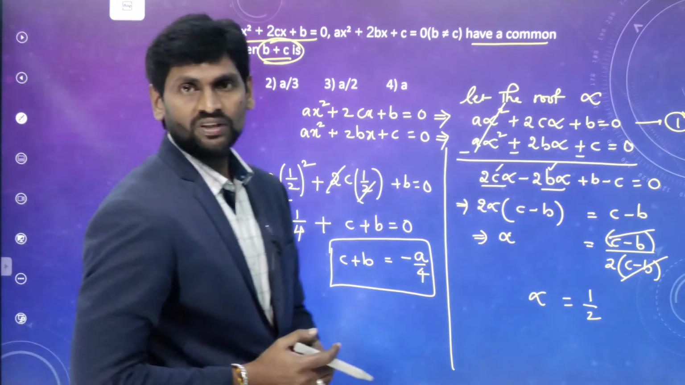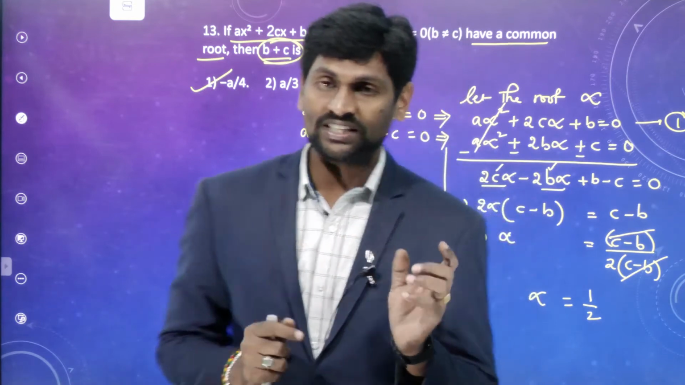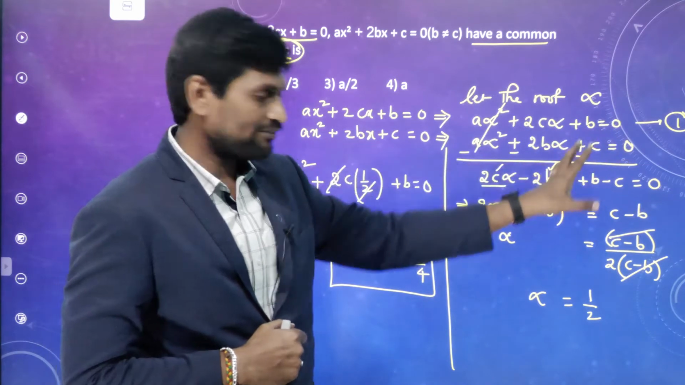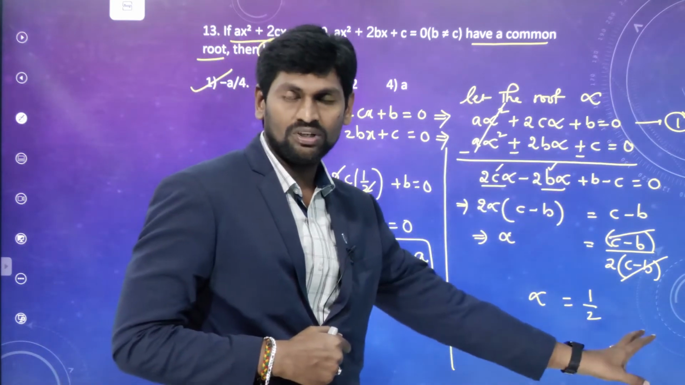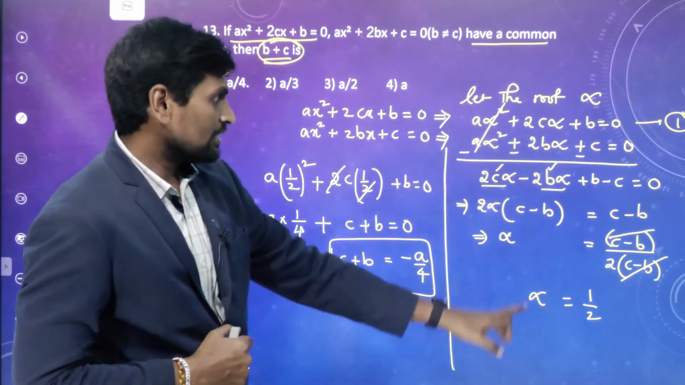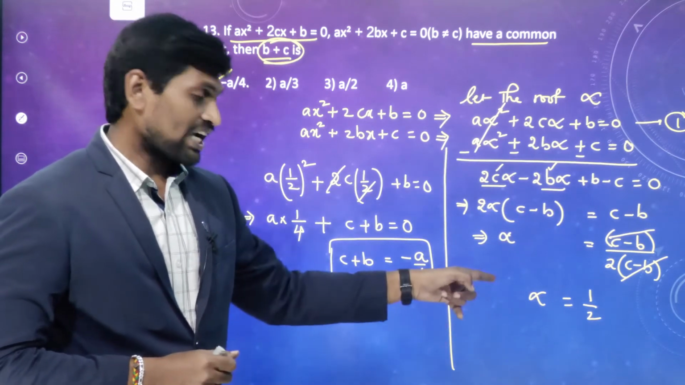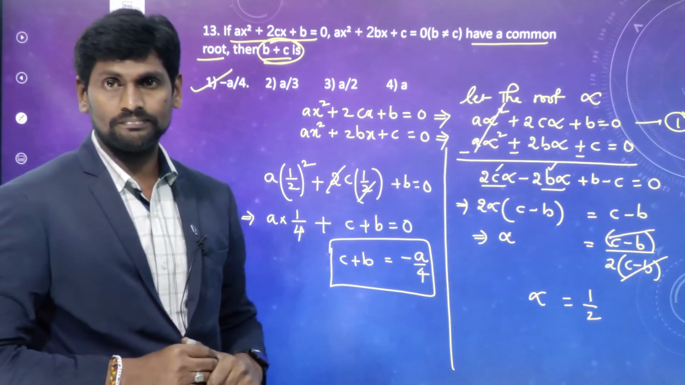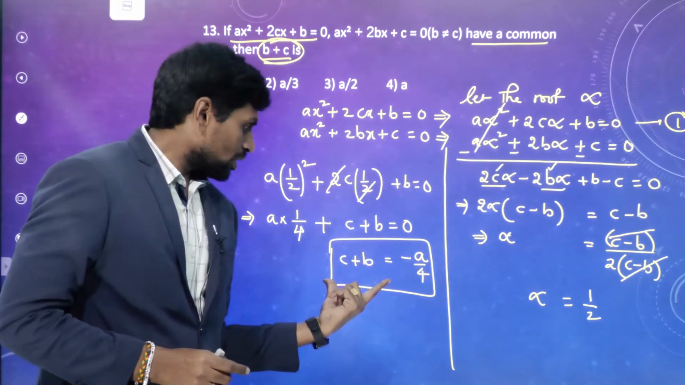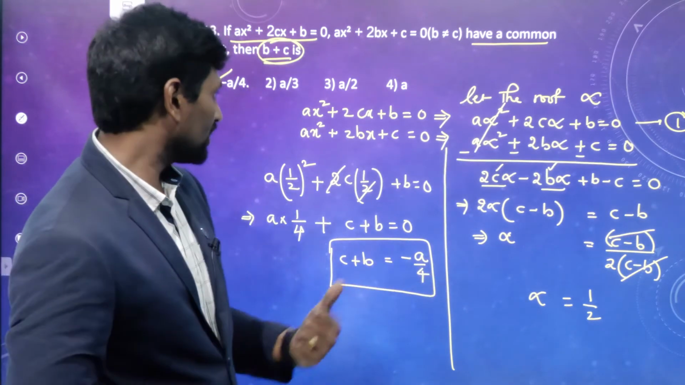Option 1. I have just taken the common factor or common root as alpha and substituted it in both equations. By the elimination method, I found the value of alpha, that is 1 by 2. That alpha value I am going to substitute in equation 1. You can substitute in equation 2 as well, and you will get the same answer, because alpha is the common factor between both of them. So minus A by 4 is our required value. Please note it, children.